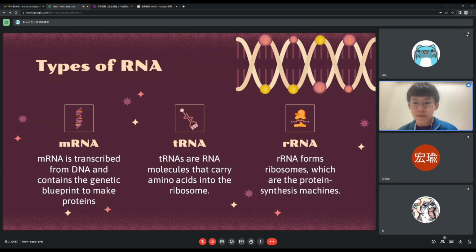mRNA is transcribed from DNA and contains the genetic blueprint to make proteins. tRNAs are RNA molecules that carry amino acids into the ribosome. rRNA forms ribosomes, which are the protein synthesis machines.